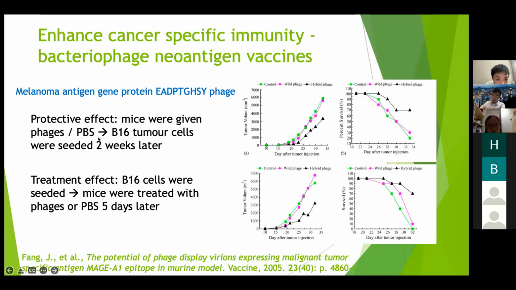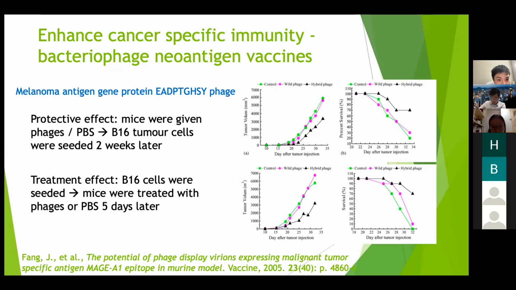So in 2005, a team engineered the phage to display an antigenic peptide taken from the melanoma antigen gene protein, which is called MAGE. This sequence is displayed on a P8 protein on the phage. This peptide is a cancer-specific protein that is not present in normal tissue. So when displayed on a phage, the cancer cells can be targeted specifically.